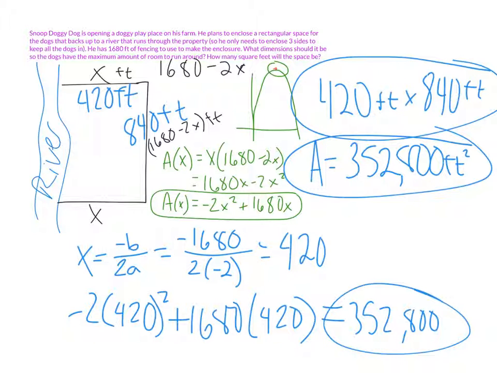I think multiplying the dimensions makes more sense intuitively, but just as a general math note, you could plug it into the area function and get that. Really, I could plug in any number I want into this function right here, and it will give me my area. I could plug in 50 for x and find out what my area would be if I did 50 by 1680 minus 100, right? If I plugged it in here, I could figure out what that area would be and so on and so forth.